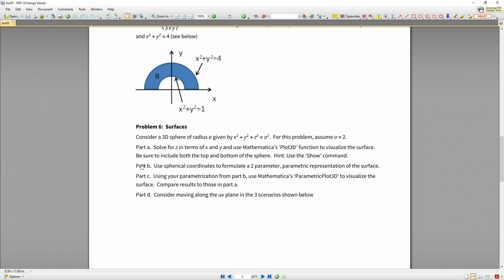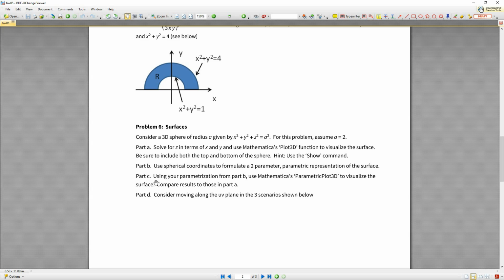Now in part B though, let's flip over to spherical coordinates and generate a spherical coordinate parameterization of this same surface with radius 2. I'm pretty sure everyone is going to come up with the same parameterization. To be honest, there's an infinite number of parameterizations you can come across, but there's one pretty darn obvious one, which I think everyone is going to use. So just go ahead and describe that here in part B.